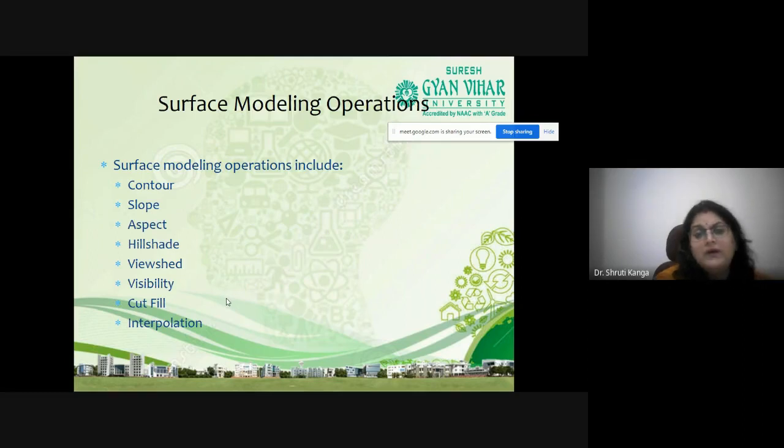Now, while we are talking about the different surface modeling operations, they include the extraction of the contour lines from a DEM dataset. It also includes the extraction of the slope dataset of the area, the aspect analysis of that area, the hillshade analysis of the area, the viewshed, visibility, cut fill, and finally we can interpolate these DTMs and come up with the DEM model. So surface modeling operations include the creation of contour lines, the slope map, aspect map, hillshade, viewshed, visibility, cut fill, and finally, using interpolation of these contour lines, we can go for the creation of the DEM data sets.